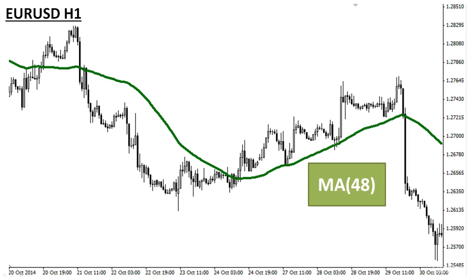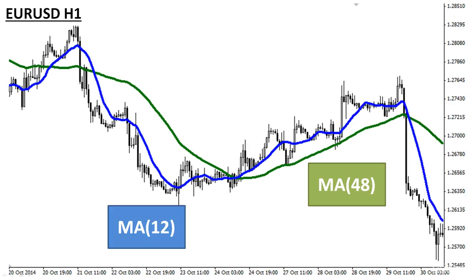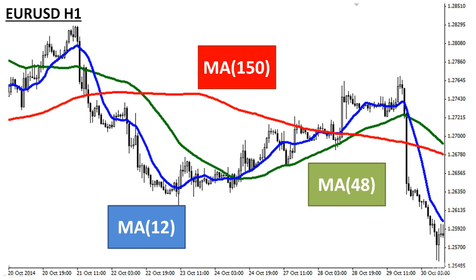Let's have a look at the chart again. So this is the moving average with a period of 48. If you plot the moving average with a period of 12, that's how it will look. And if you plot a moving average with a period of 150, that's how it will look. So as you can see, all of them are very different, and they can give you different insights into the market and actually different recommendations to what you have to do.